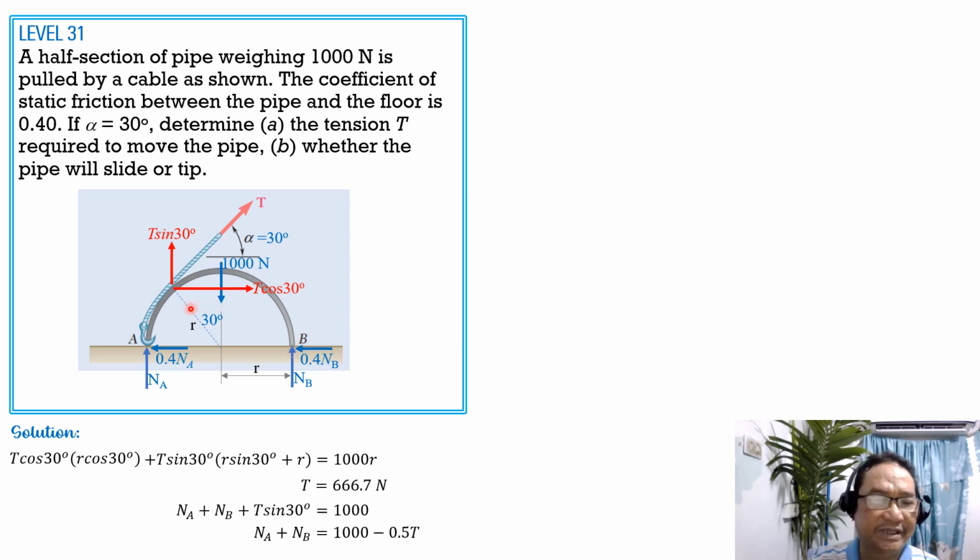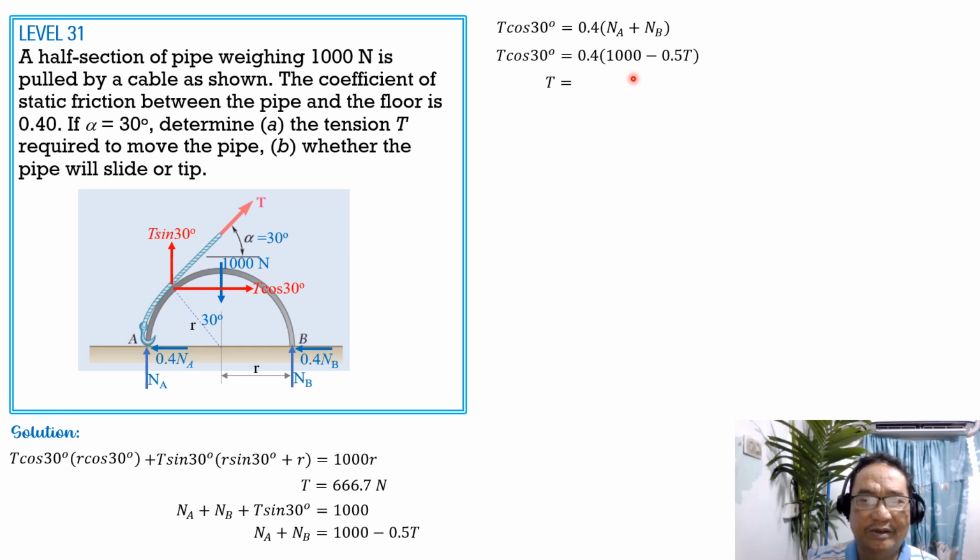Then summation forces horizontal equals 0. So we have T cosine 30 degrees equals 0.4 of quantity Na plus Nb. And since Na plus Nb is 1000 minus 0.5 T, substitute here. So T cosine 30 degrees equals 0.4 of quantity 1000 minus 0.5 T. Solving for the tension, 375.2 newtons. So this is less than 666.7 newtons.